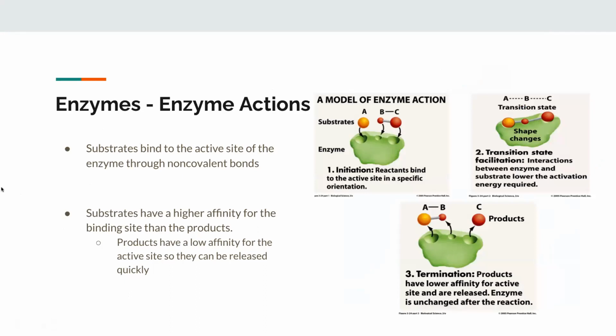And now for enzyme action. The substrate binds to the active site of the enzyme through non-covalent bonds. And substrates have a much higher affinity for the binding site than the products do. This is necessary for the cell so that once the product has been made by the enzyme, it can be released. And the enzyme can take in a new substrate and do it all over again. If the product had a high affinity for the binding site, it wouldn't want to leave, and it would be hard for the enzyme to keep on doing its job.